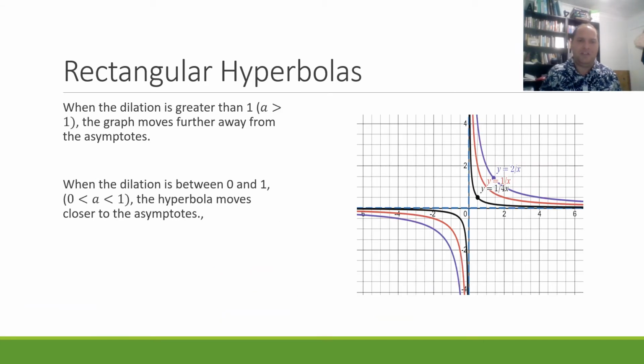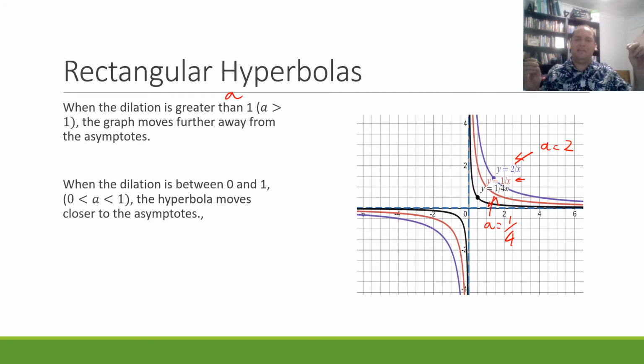Now, our dilation, that's our a value. If our a value is greater than 1, our graph moves further away from the asymptotes. So for this purple graph, we've got a value of a equals 2, and notice we're moving further away from our asymptotes compared to 1 over x. If our dilation is between 0 and 1, so if our dilation is getting smaller, like this black curve, which has a dilation of 1/4, our graph moves closer to our asymptotes. So remember, dilation means stretch. The greater our stretch, the more we're stretching it away from our axes.